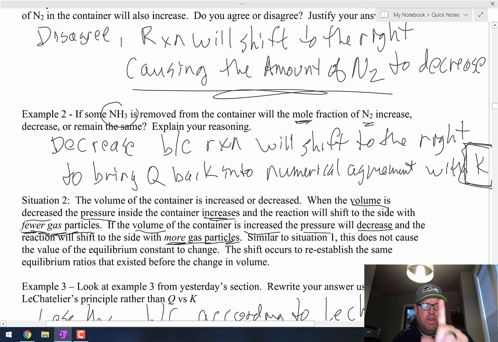There's one more situation we're going to look at in the next video that does change the value of the equilibrium constant. And that's really important right now, that you recognize that when you change the volume or change the amount of the reactants or the products, the equilibrium constant value does not change. Q does, and then Q has to get back into agreement numerically with the equilibrium constant.